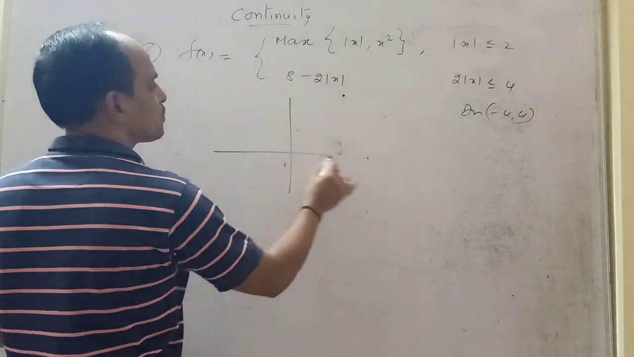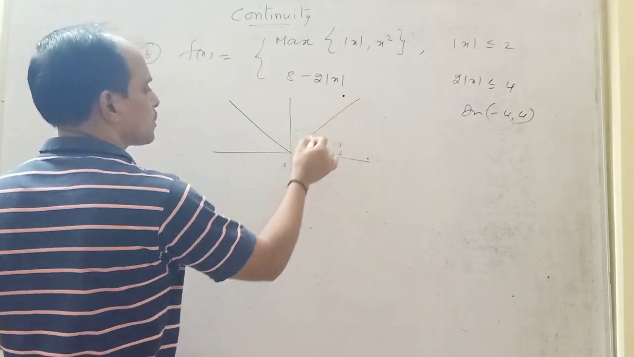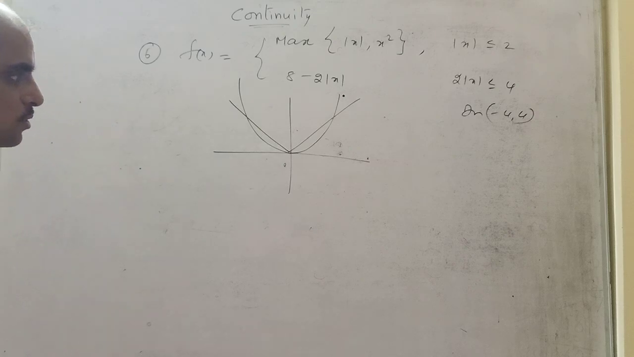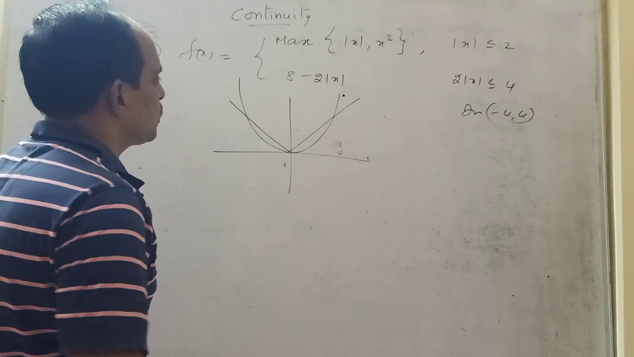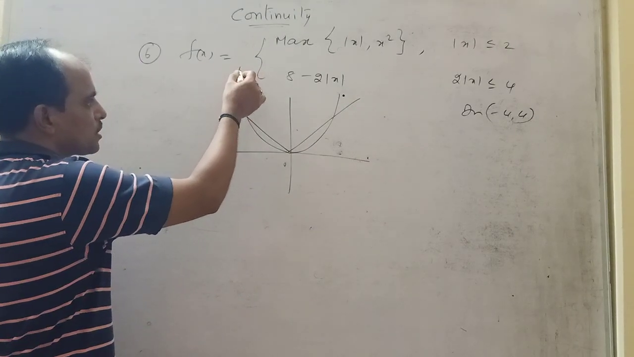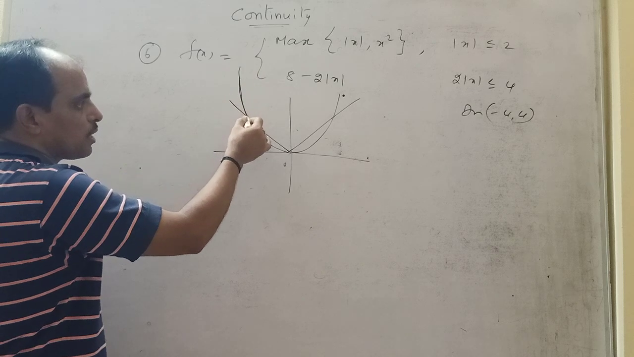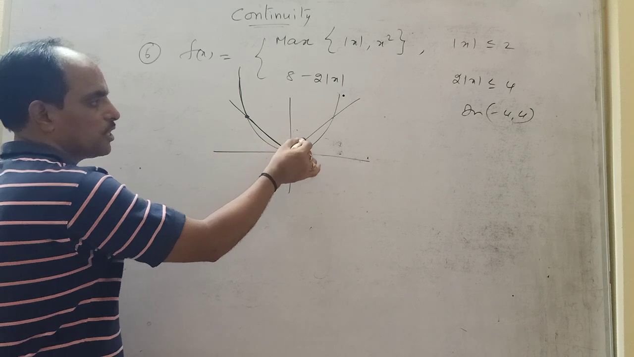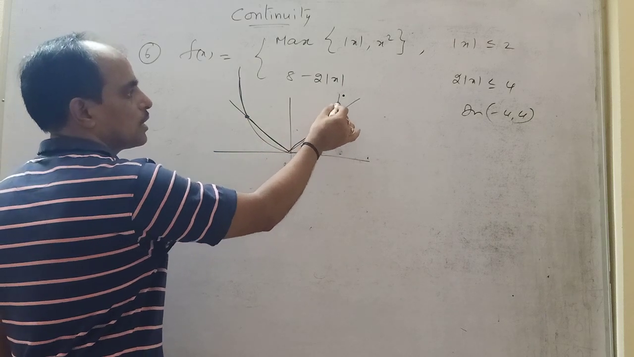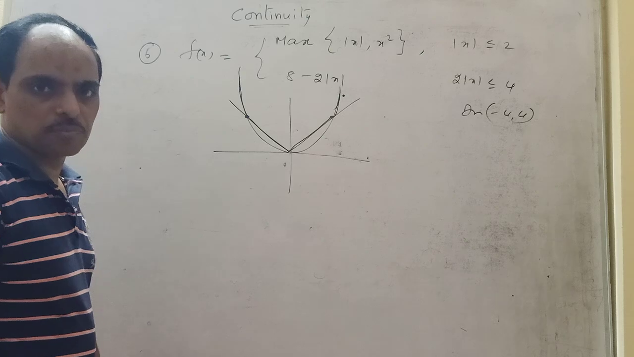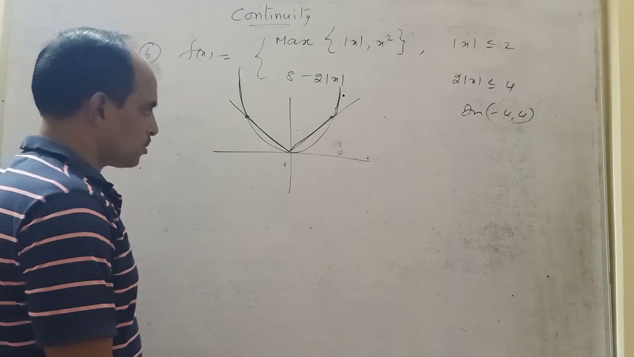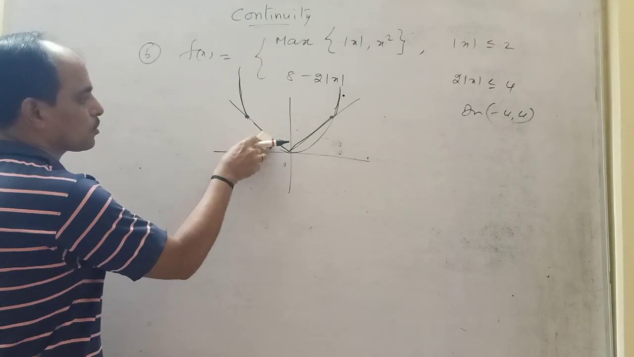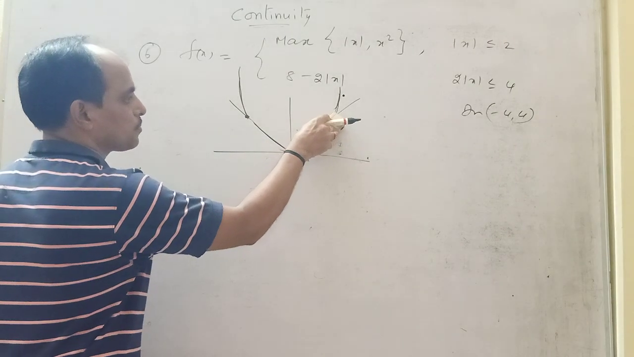I will draw the graphs. This is the mod x graph, it will be like this. And what about the x square graph? The x square graph will be like this. Okay. So, the maximum is the graph x square up to here only. Now the mod x graph will be the maximum from here to here. Now the graph x square will be the maximum. Okay, is it clear? Now the graph of the maximum is, so this is the maximum graph.